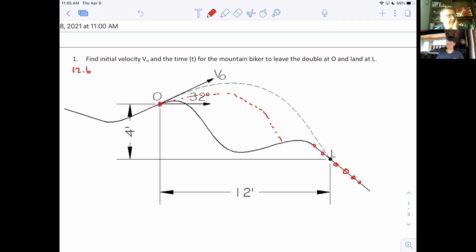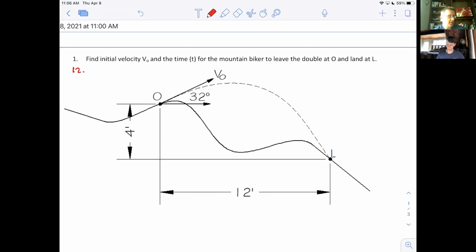And so if the jump is forcing you to take off at 32 degrees, you're stuck with that thanks to the jump maker, then the only thing I really have is velocity. So we want to know the velocity and the time for this mountain biker to leave the double at O and land at L. And we don't need to know anything that we don't already know to figure this out.